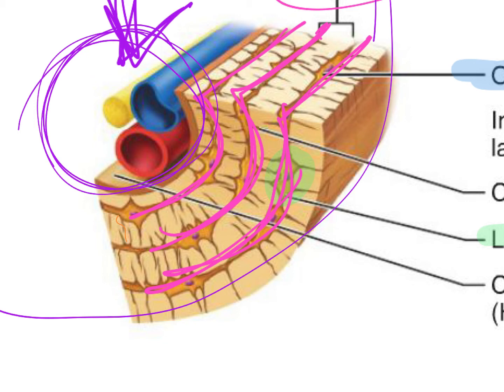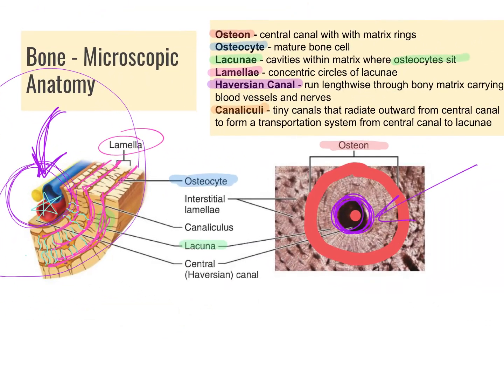Okay, so the canaliculi are going to be, there we go, these little canals that you see running throughout the bone matrix. And that is again for transportation. So the nutrients and the blood can get to and from that Haversian canal throughout the whole bone matrix. So that's what those canaliculi are within the bone.